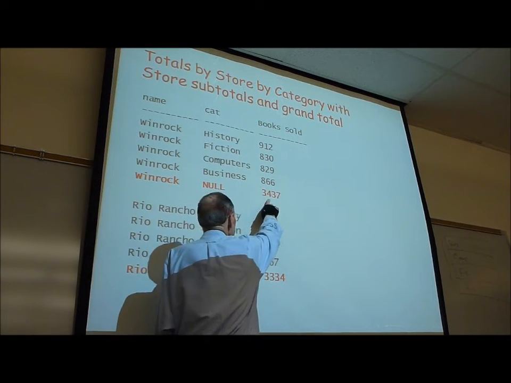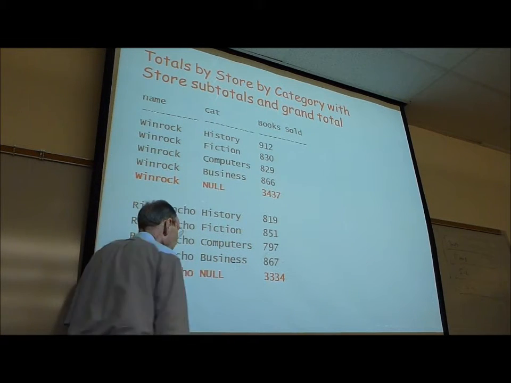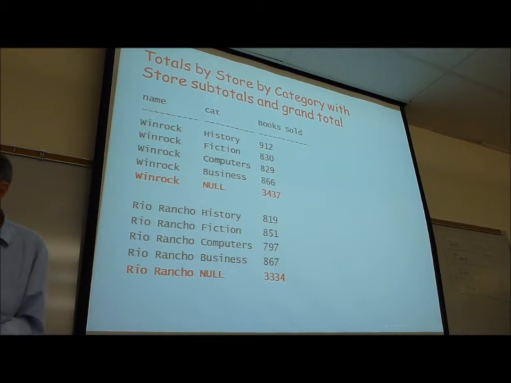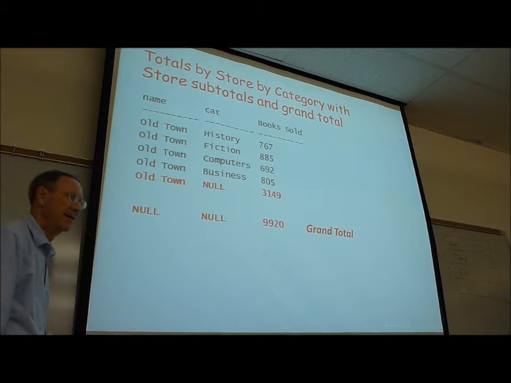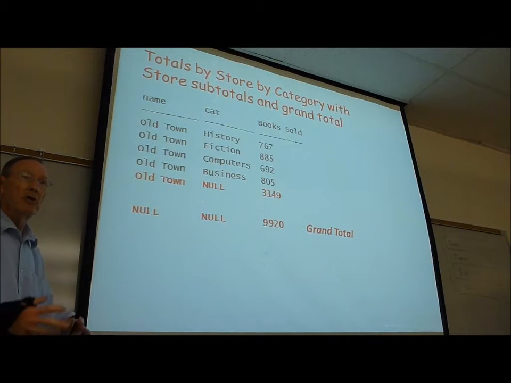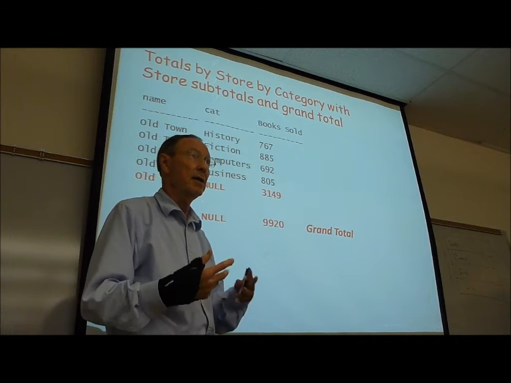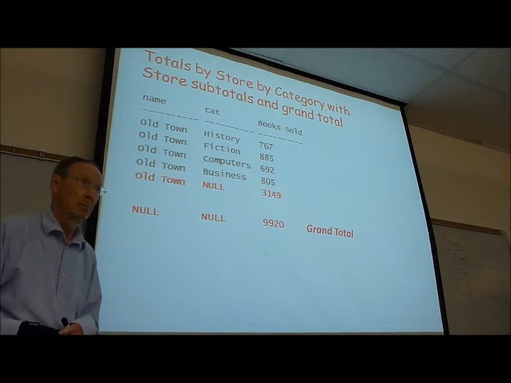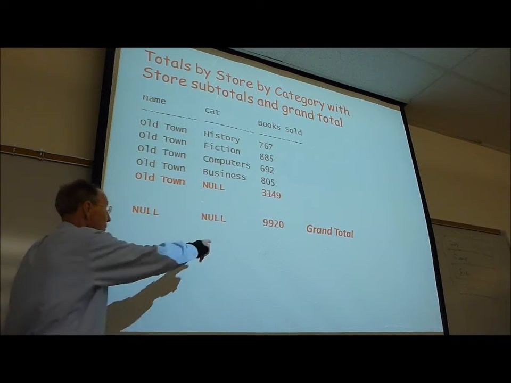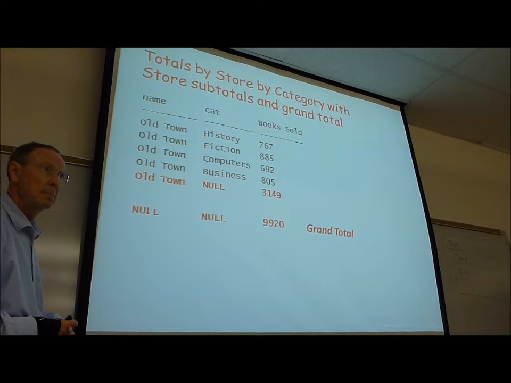And I got a total for the Windrock store. Then I've got a total for the Rio Rancho store. Then, when there's two nulls, okay, now you can use that information to do further analytics on that, because now I can search for grand totals and subtotal amounts and do things. And then I've got our grand total. Okay. All right.